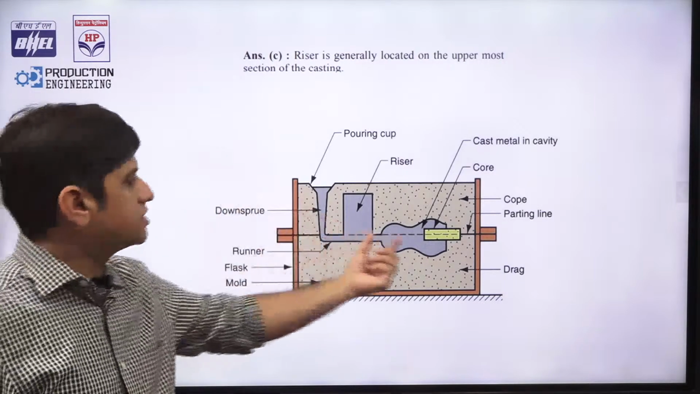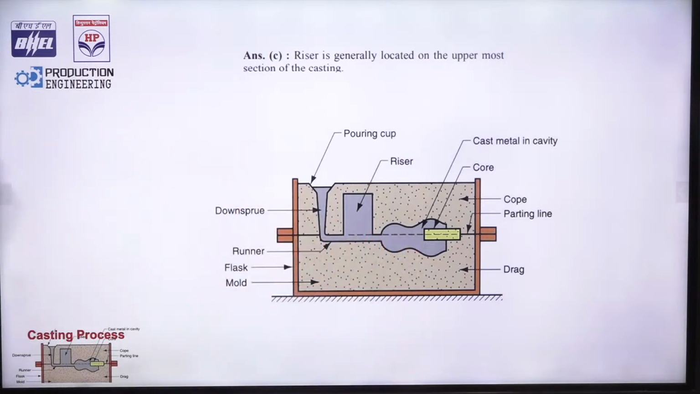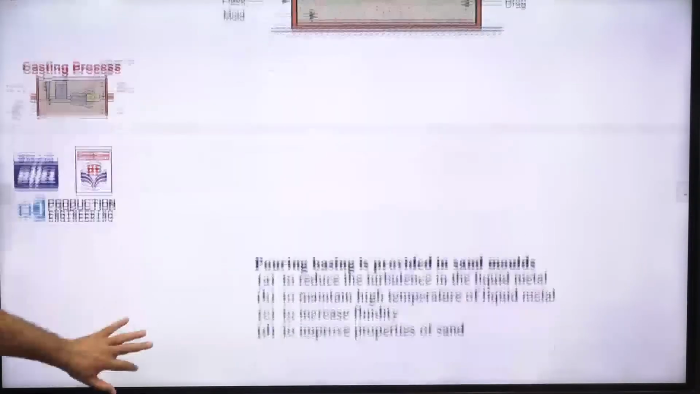Sprue, top riser, molten metal. So the riser is normally located here, then down sprue, and then there is a runner, a mold cavity, cope, and drag. You can see where the riser is put, and there is a core also kept in this diagram. So the riser is normally a top riser and a side riser. A question can be, what is the benefit of side riser, and what is the benefit of top riser? So the riser is at the uppermost section.